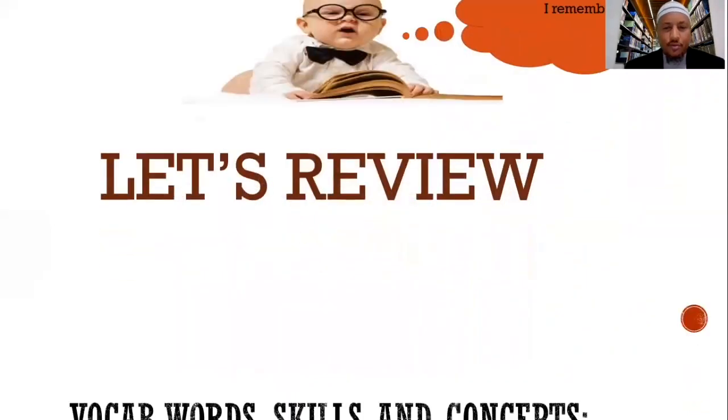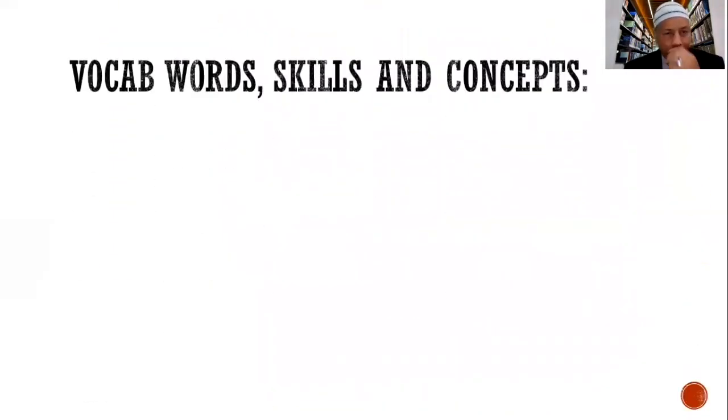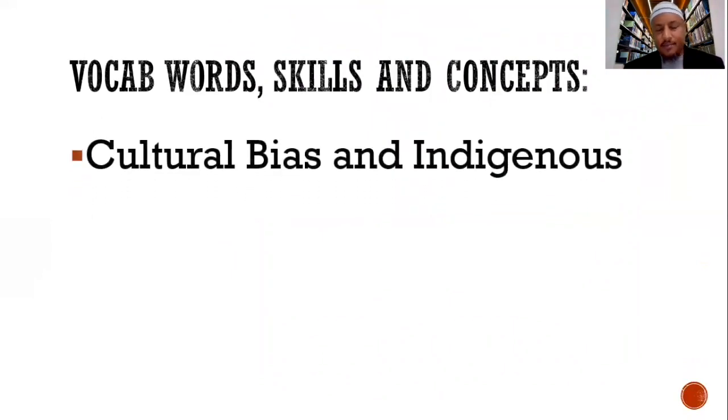So let's review, okay? First of all, vocab words, skills, and concepts. Cultural bias and indigenous. Remember those two words. Cultural bias refers to thinking someone else is different or bad because they're different than your own culture. And that's the way that many Americans during this time period portrayed Native people and thought of Native people. And that's why Curtis actually removed the clock from the image.